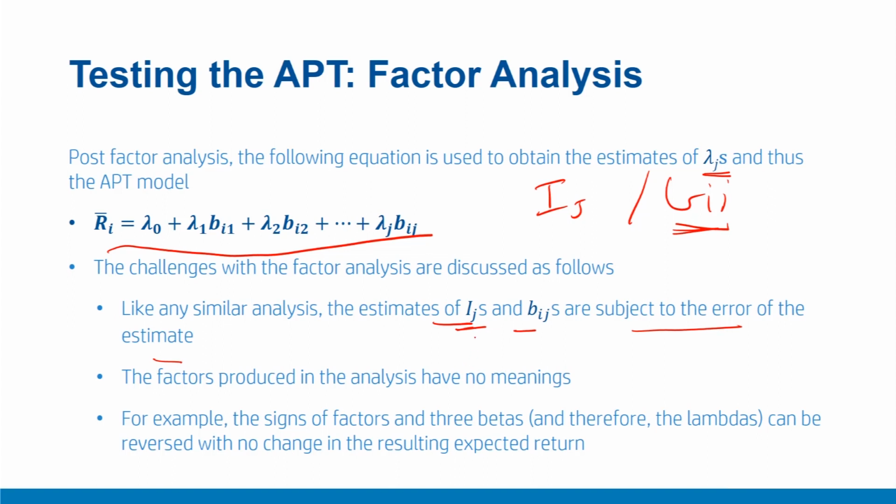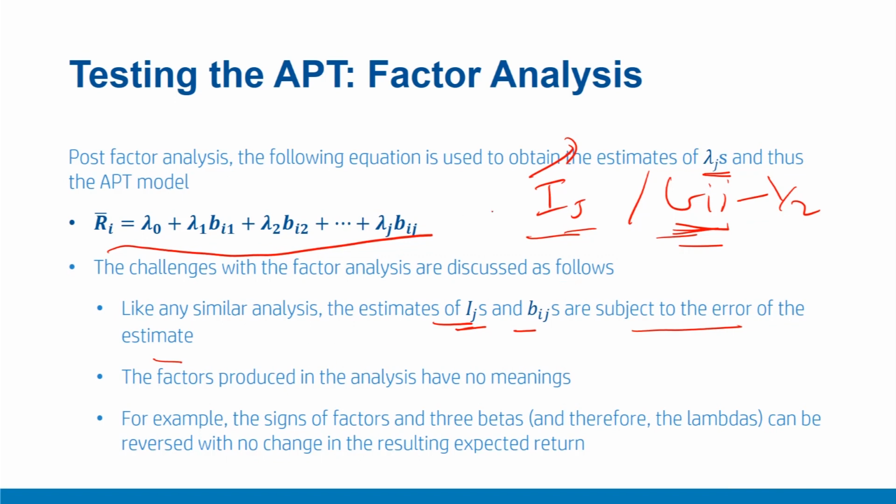For example, once you have IJs and BIJs from factor analysis, you can very well change their sign or multiply and discount their magnitude. For example, IJs can be doubled and BIJs can be halved without creating any effect on the mathematical analysis, or IJs can be put negative and BIJs can be put negative. Signs can be changed without affecting the model or analysis.